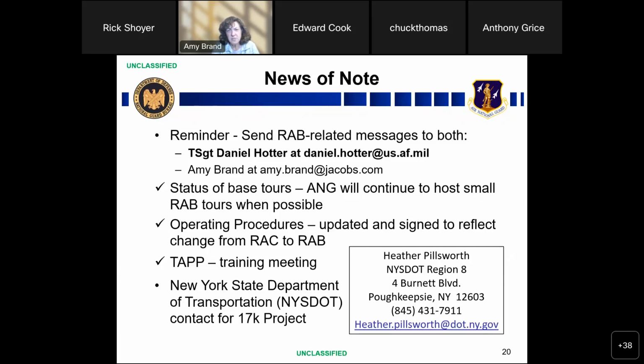The operating procedures were updated and signed last year to reflect the change from a Restoration Advisory Committee to a Restoration Advisory Board. There are no further changes to the operating procedures at this time, and you should all have a copy of those. Again, we did the Technical Assistance for Public Participation training meeting in August. And we've been asked before to provide the contact at the New York State Department of Transportation for the 17K project. Heather Pillsworth, her contact information is listed here. Next slide.